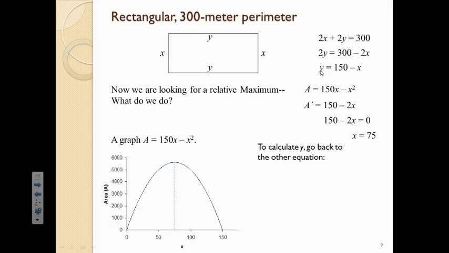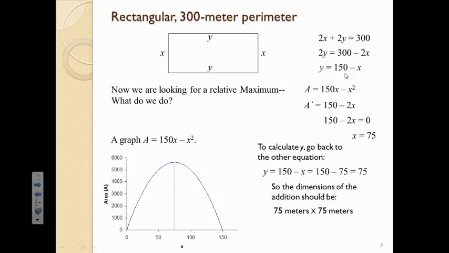It's y by itself equals. So we use that one and say that's y is equal to 150 minus x. If x is 75, it becomes 150 minus 75, so the answer is 75. So the dimensions of this addition, to maximize the area, we have now found our x and our y. It's 75 meters by 75 meters.